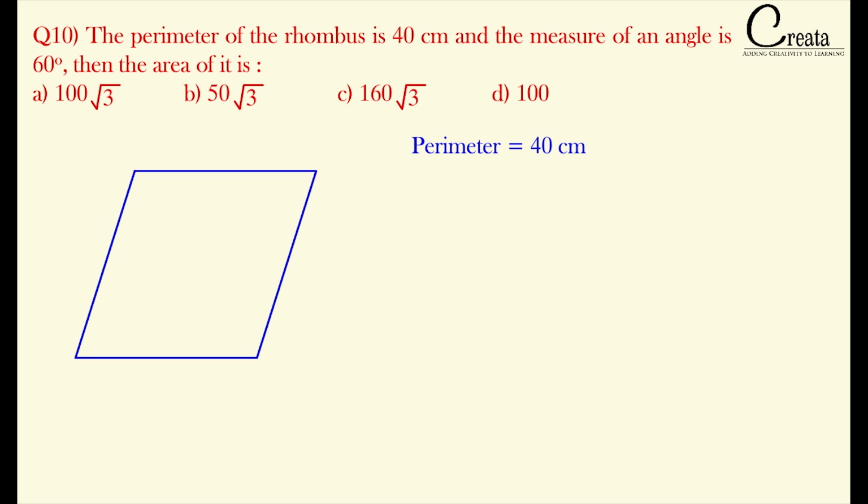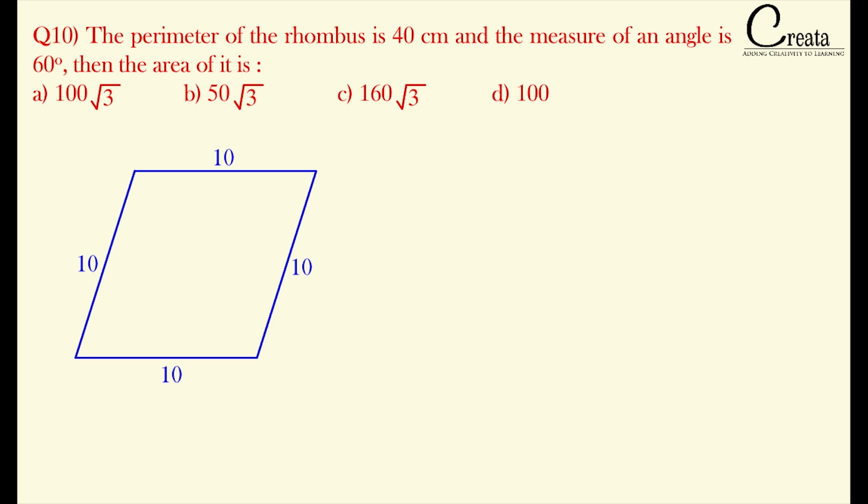If we have assumed the side of the rhombus as A, all the 4 sides will be equal to A. All the sides of a rhombus are equal. So we got perimeter, that is sum of all the sides of the rhombus, will be equal to 4A, which is given as 40 centimeter. So we got 4A is equal to 40. On solving, we got A, that is the side of the rhombus, as 10 centimeter. We have got the side of the rhombus.